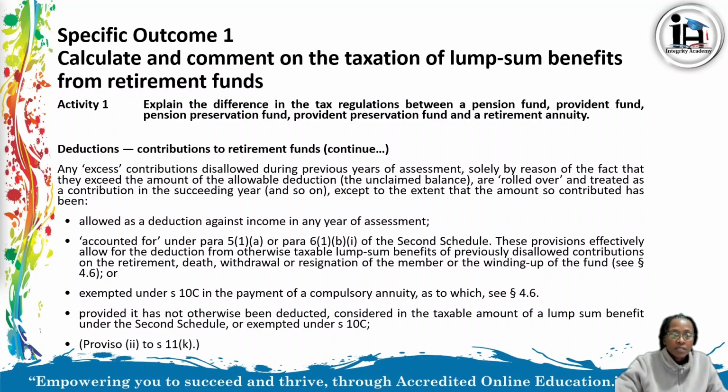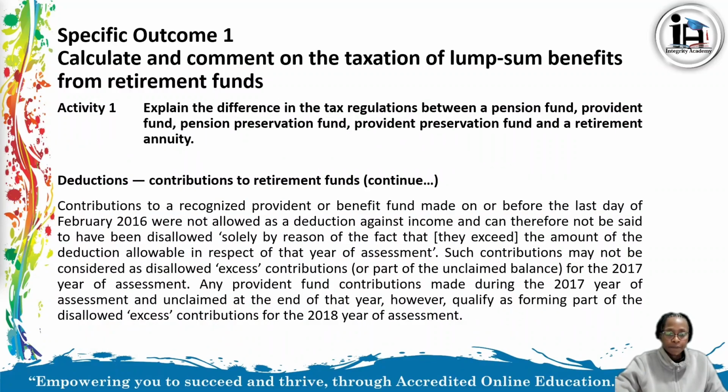See section 4.6, or exempted under section 10C in the payment of a compulsory annuity, to which see section 4.6, provided it has not otherwise been deducted, considered in the taxable amount of a lump sum benefit under the second schedule, or exempted under section 10C, proviso 2 to section 11K.